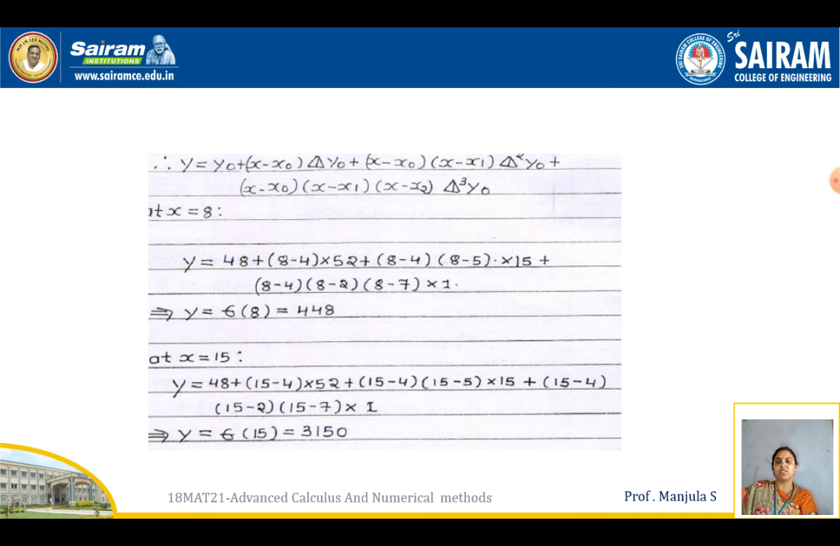In place of x you just substitute 8, and all the remaining values you substitute with the help of the table values. Then do the simplification with the help of a calculator. We are getting the value of y at x equals 8 is 448. Similarly, in the same formula, all the table values will be the same. The only thing is, in place of x you replace 15. On simplification we are getting the value of y at x equals 15 is 3150.